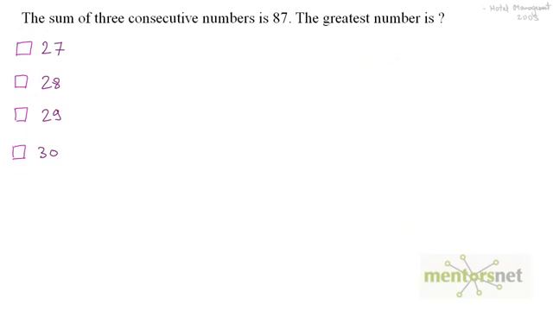So the sum of three consecutive numbers is 87. What is the greatest number? Well, if we assume the first number to be x, the next consecutive number will be x plus 1, and the next will be x plus 2. So we have the three consecutive numbers x, x plus 1 and x plus 2. It has been given that the sum of these three consecutive numbers is 87. So x plus x plus 1 plus x plus 2 is equal to 87.